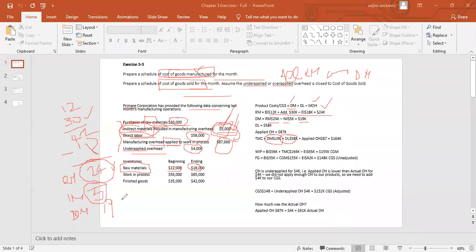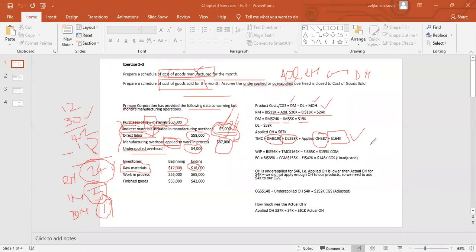except for this reason here, to find out these direct materials, 19. Because you don't add these 5 to 87. Why? Because this is applied overhead. Those 5 are actual overhead that we actually spent. So now we have applied overhead of 87, so we have total manufacturing cost of 164.